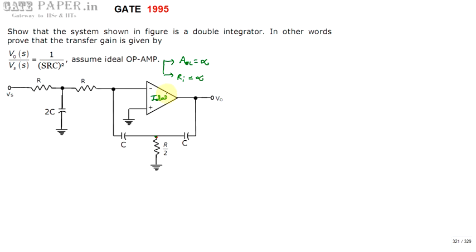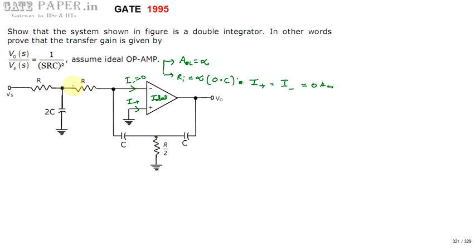The meaning of infinite input impedance is that it is an open circuit, and in an open circuit, no current flows. So the input terminals act as an open circuit, and no current flows into the input terminals. So I plus and I minus are always equal to 0. The meaning is that no current is drawn by the op amp input terminals, so that is 0 amperes.